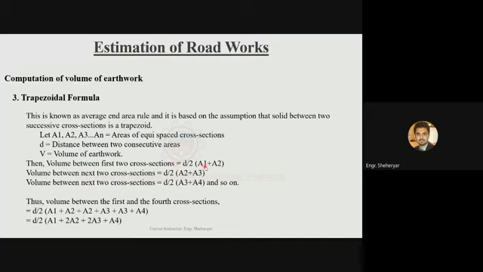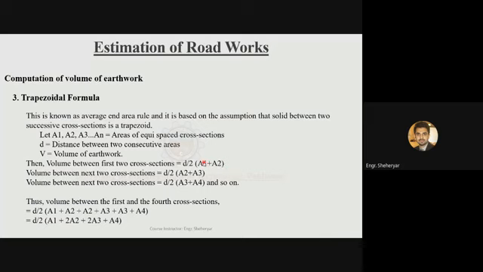So the volume of earthwork between two road sections will be equal to (A1 plus A2) divided by 2. This will give you the average area. Multiply it with the distance between these two sections. This will give you the volume of earthwork in the first segment of the road.